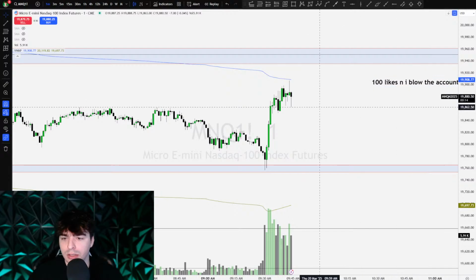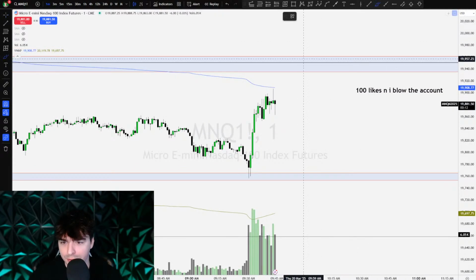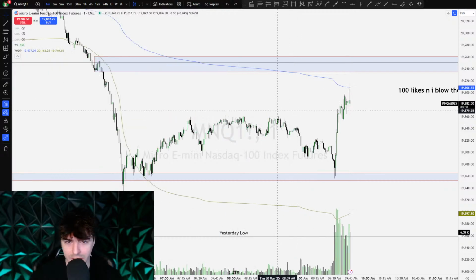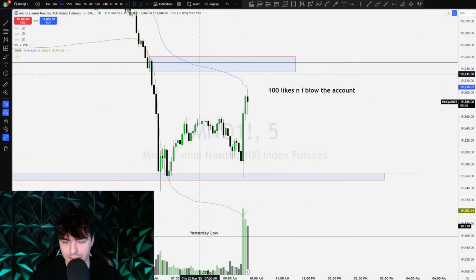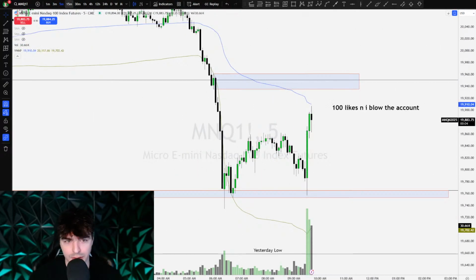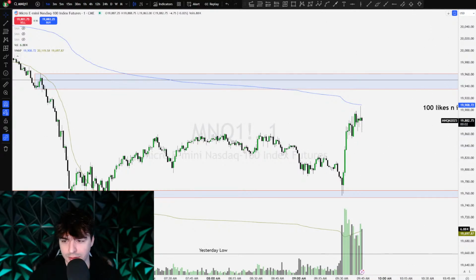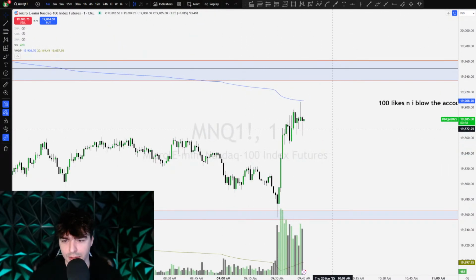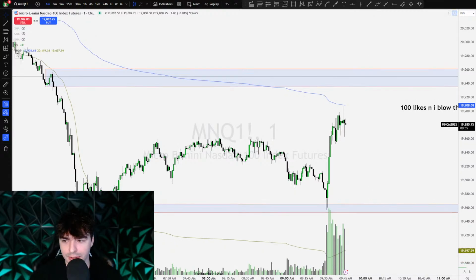This is a good sign, though, for shorts. If we can move just a little bit higher into this area of supply right up here, that would be an even better place to be.